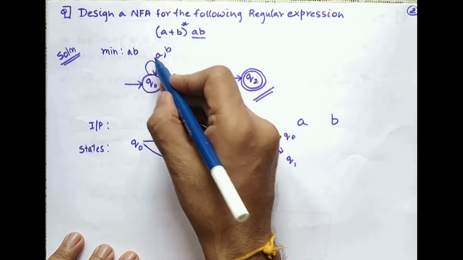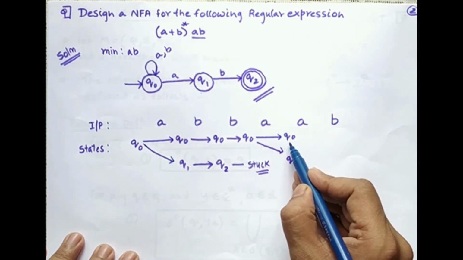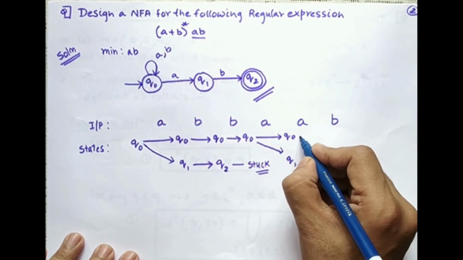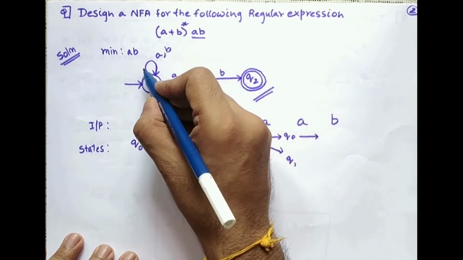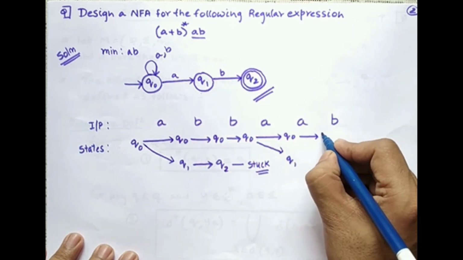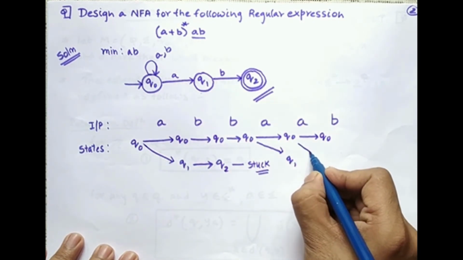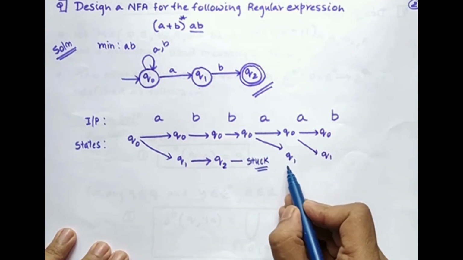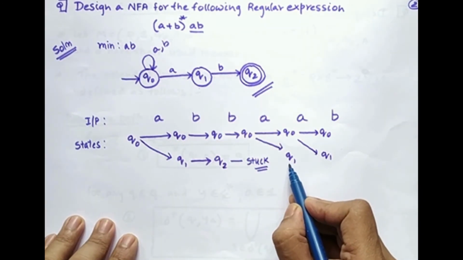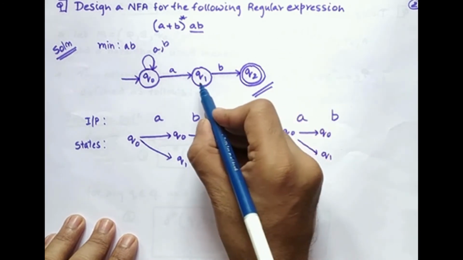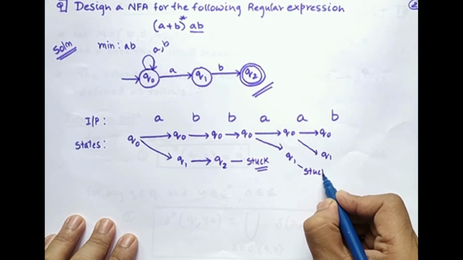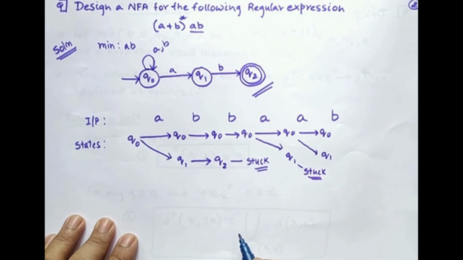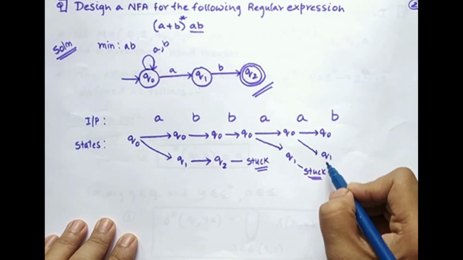Now suppose we retain this path, that is, from Q0 on A you remain in Q0. Then on reading the next A, from Q0 there are two possibilities. Either you remain in Q0 or you go to Q1. You are already in Q1. From Q1 on reading A, is there any transition? No. So this path here is also stuck. Agreed?